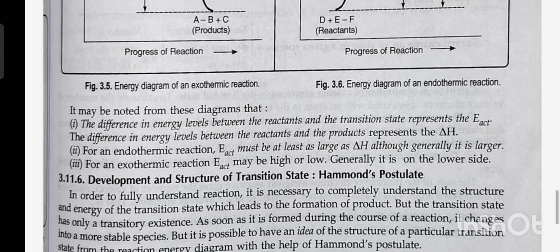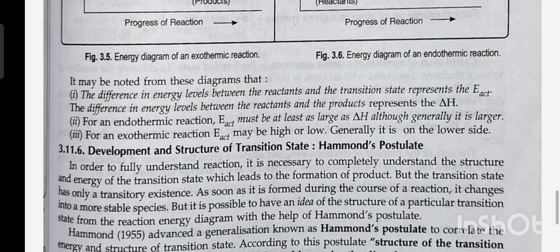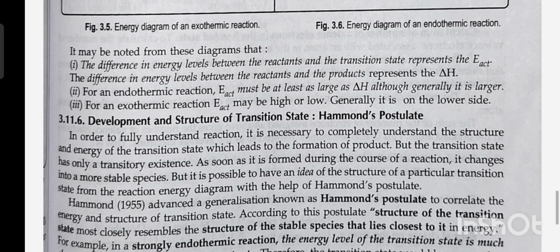It may be noted from this diagram that, first, the difference in energy level between the reactant and the transition state represents the activation energy. The difference in energy level between the reactant and the product represents the ΔH, enthalpy of a reaction, or heat of a reaction. For an endothermic reaction, activation energy must be at least as large as the enthalpy of reaction, although generally it is larger. For an exothermic reaction, activation energy may be higher or lower. Generally, it is on the lower side.